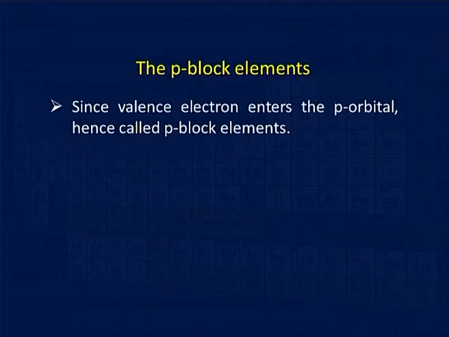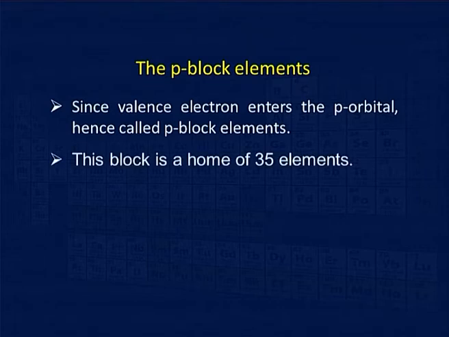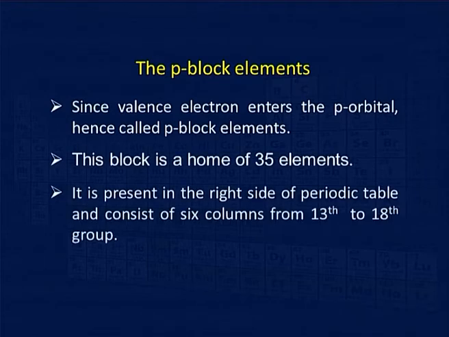The p block elements have the valence electrons entering the p orbital, and that is why it is termed the p block element. This block is a home of 35 elements in totality. It is present on the right side of the periodic table and consists of 6 columns. These columns start from the 13th to the 18th group.